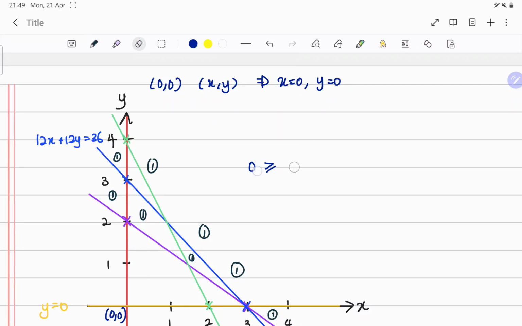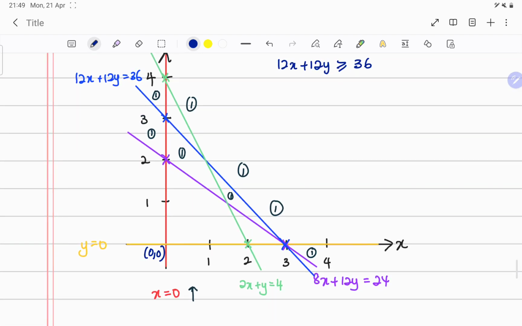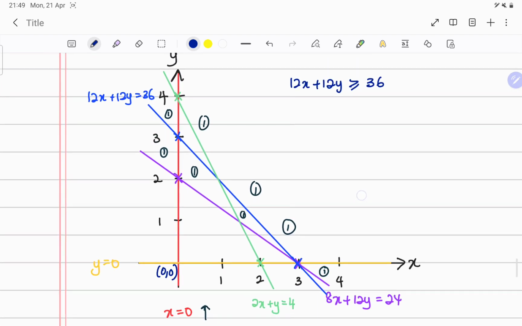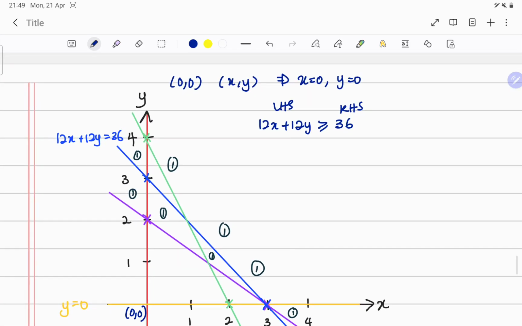So for the second equation, we have 12x plus 12y greater equal to 36, which is our blue line here, the blue line. Okay, now what we need to do is, this is left hand side, right hand side, so we're going to use the same coordinate, which is 0 0. So substitute inside. So 12 multiply 0 plus 12 multiply 0 greater equal to 36. So the answer is 0 greater than 36, right? So when 0 is greater than 36, it is false.